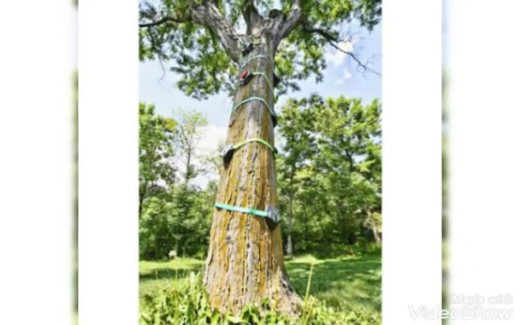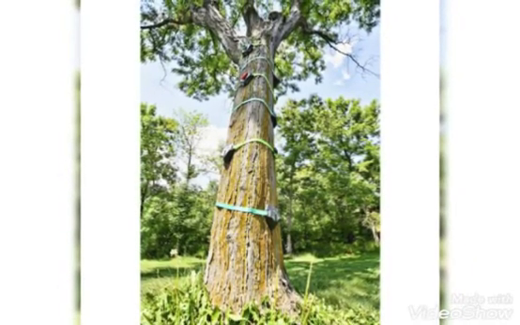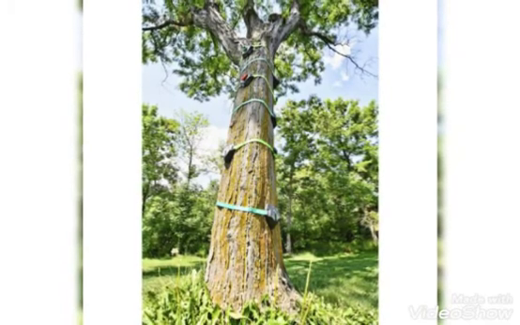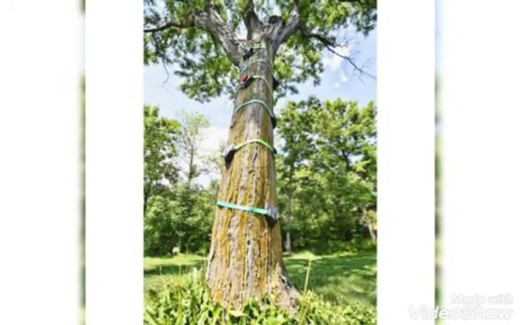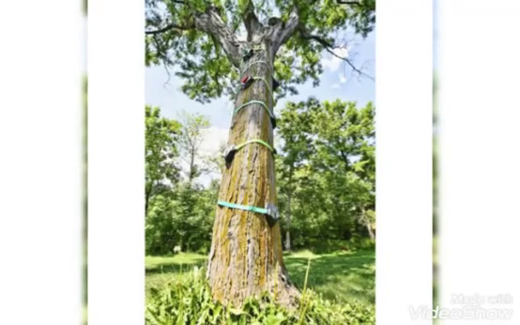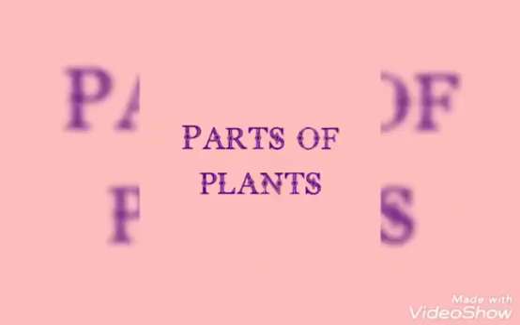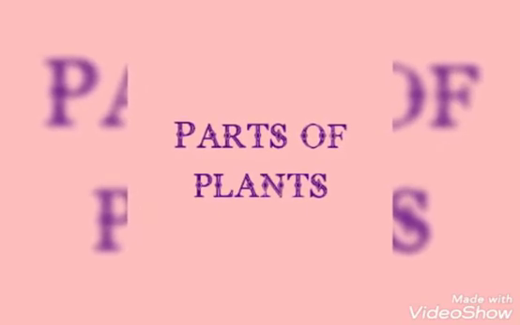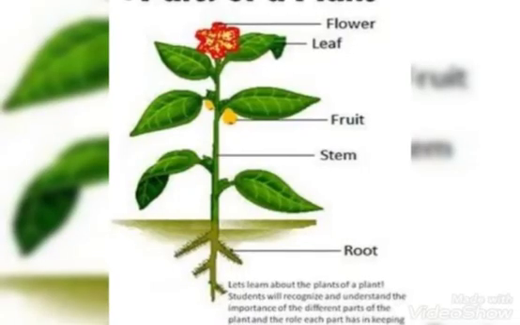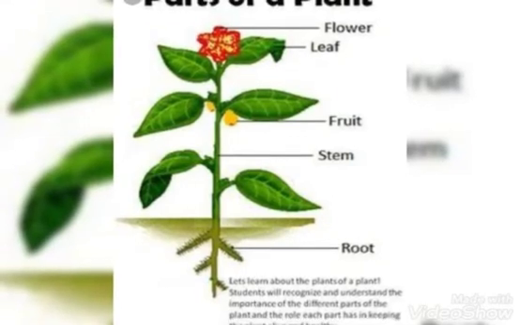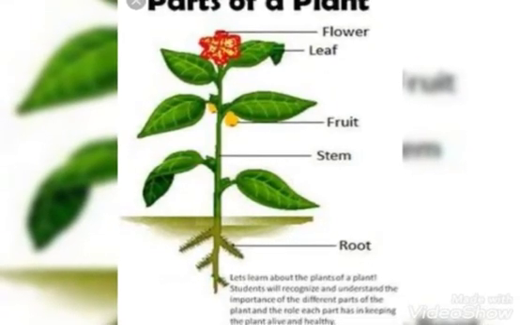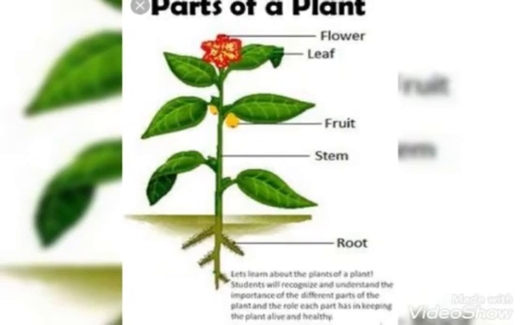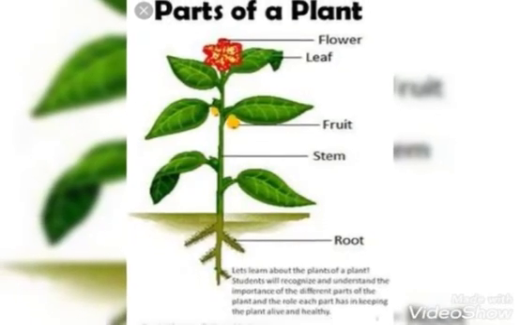Students, the tough protective outer layer of a tree or woody shrub is called bark. This bark is found all over the tree stem. Next we learn the parts of plants. Students, mainly the plants have 5 parts: flower, leaf, fruit, stem and roots. These are the main parts of the plant.